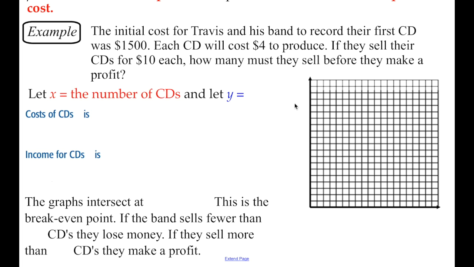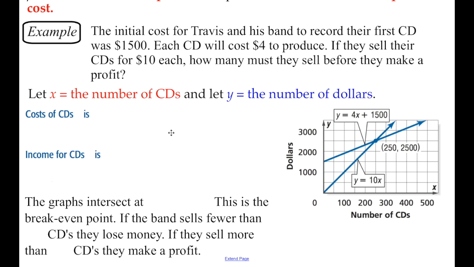We're going to let x be the number of CDs, and we're going to let y be the number of dollars. This overlapped there, so I'm going to have to get rid of my graph here. So the cost of the CDs is going to equal 4x plus 1,500. It's $4 for each CD times the number of CDs you sell. That's what it costs them to produce the CDs, plus they've got that flat rate of 1,500.